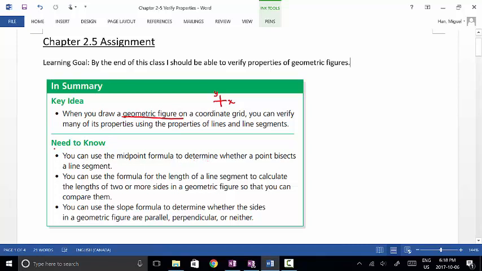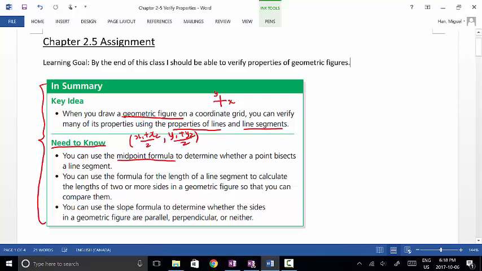So here, what I want you to do is copy the summary section in your notebook. What you need to know is these things here, what you can verify. So what kind of properties of lines or line segments can I use? And the first one here says you can use the midpoint formula. So the midpoint formula, remember, is what? x1 plus x2 divided by 2 and y1 plus y2 divided by 2.